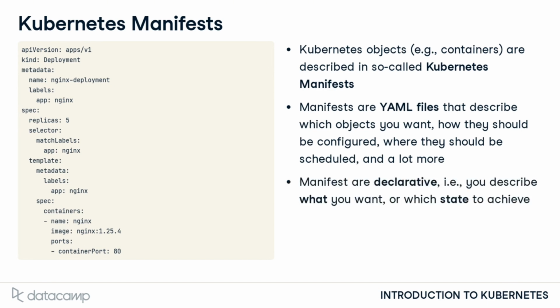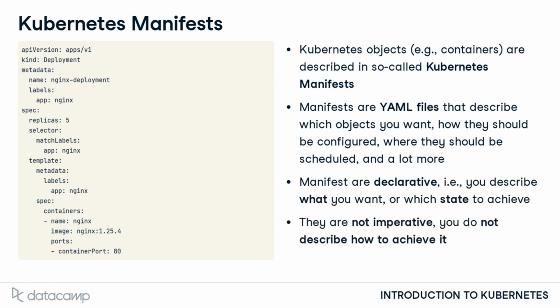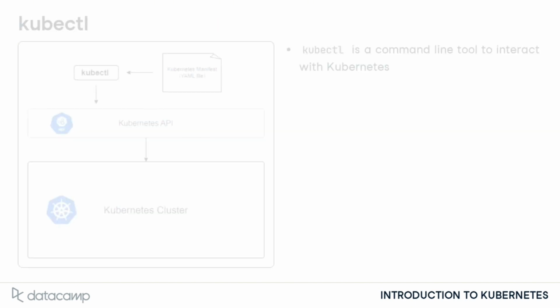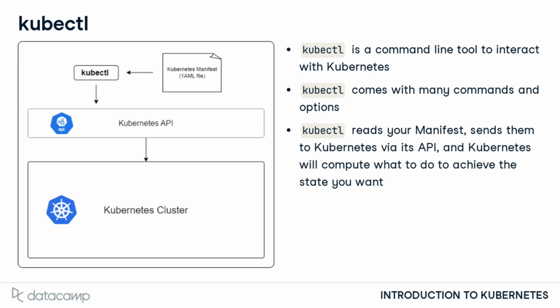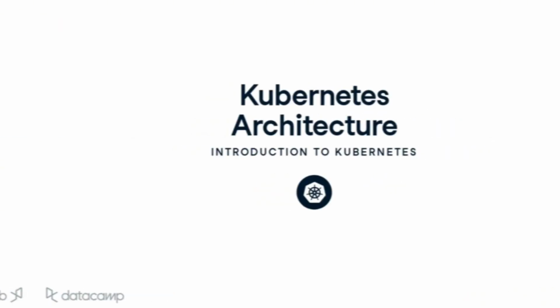These manifests are declarative, which means you describe what you want, or in other words, the state you want to achieve. They are not imperative. You do not describe how to achieve that state. We will learn a lot more about the architecture of Kubernetes later on, but let us introduce kubectl already here. Kubectl is a command line tool to interact with Kubernetes that comes with many commands and options. It reaches out to the Kubernetes API, sends our manifests to Kubernetes, and Kubernetes will then compute what to do in order to achieve the state we want.